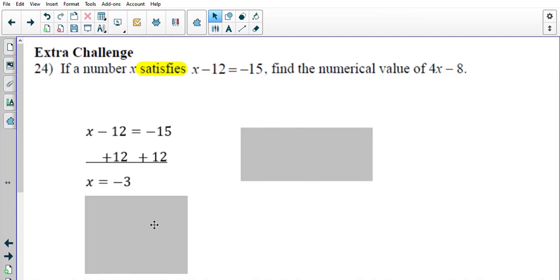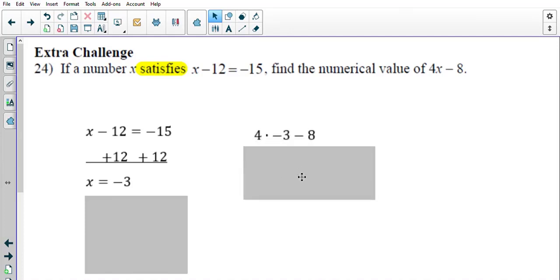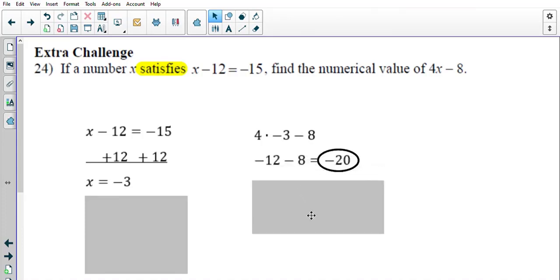It asks us to find the numerical value of 4x minus 8. Well, let's replace x with negative 3. So we'll do 4 times negative 3 minus 8. 4 times negative 3 is negative 12. Subtract off 8 gives us negative 20. And you can use a calculator for that.